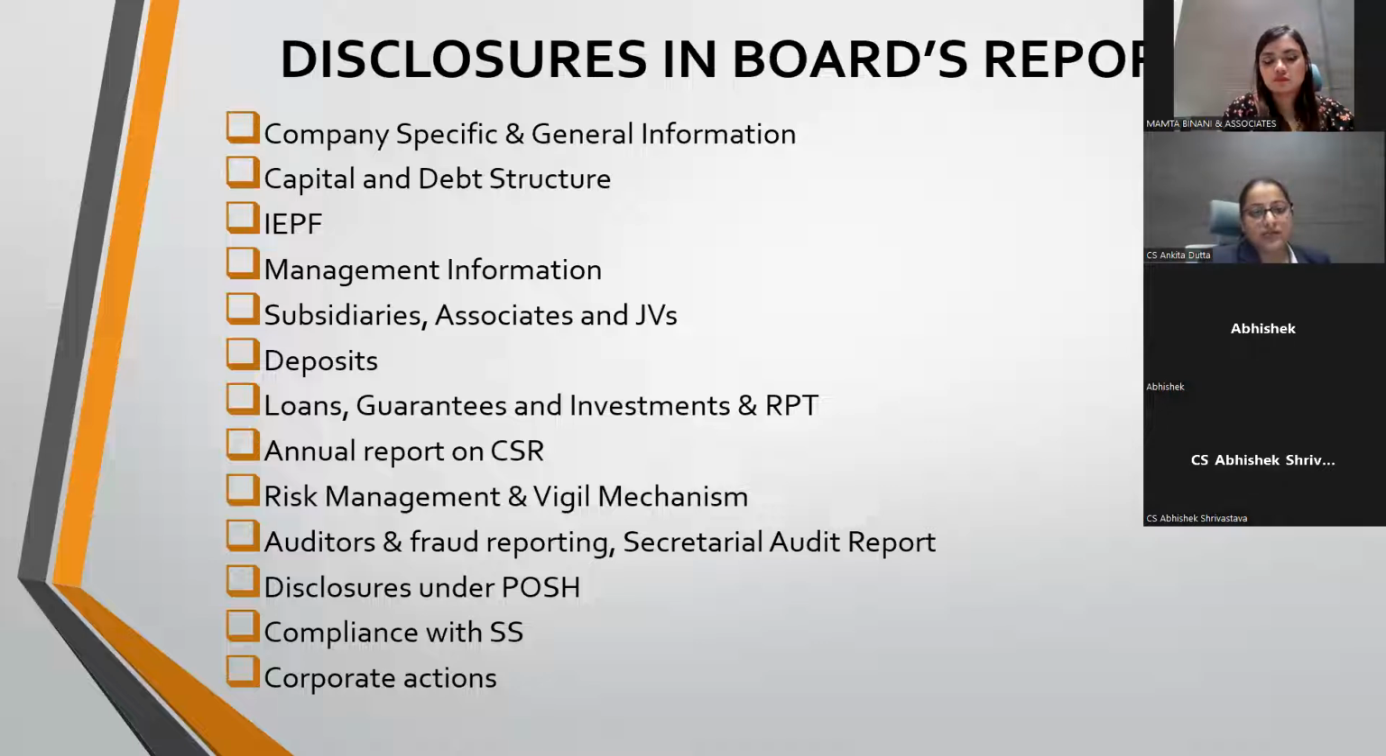Next is loans, guarantee, and investments. The particulars of loan, guarantee, and investments are also to be included in the board's report. Suppose a company has taken loan, guarantee, or investment as per section 186 of the Companies Act, then it must give such details in the board's report. Then what next? Next is RPT. As per section 188, if we have done any RPT transactions, then we must give the disclosure in the board's report.